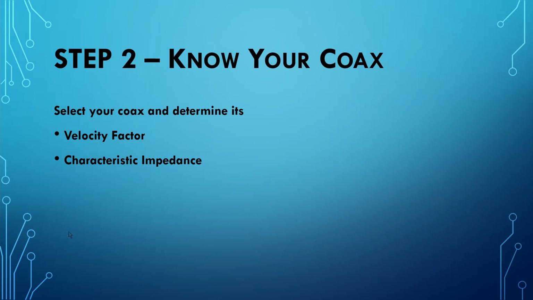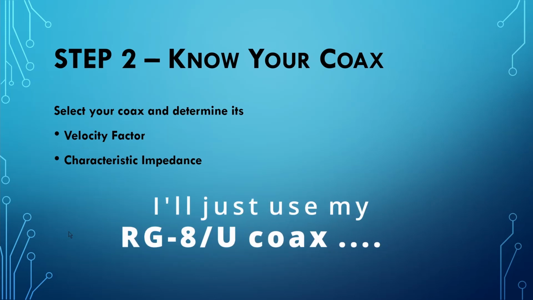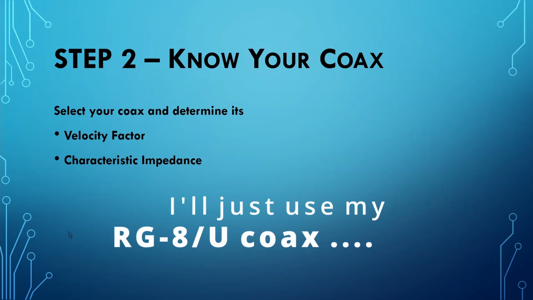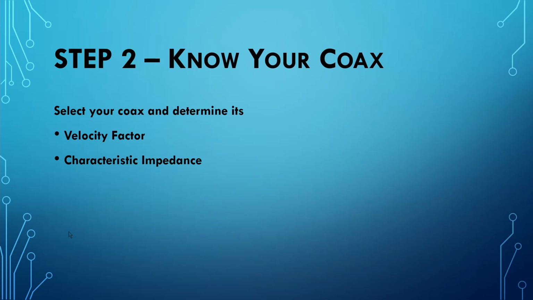The second one is to know your coax. You need to select your coax and determine what its velocity factor is and know what its characteristic impedance is. Well, you might say something like, well, I have this RG8U coax here, and because I know it's RG8U, that means it has a velocity factor of 66% and a characteristic impedance of 50 ohms. Well, I wouldn't bet on that fact.